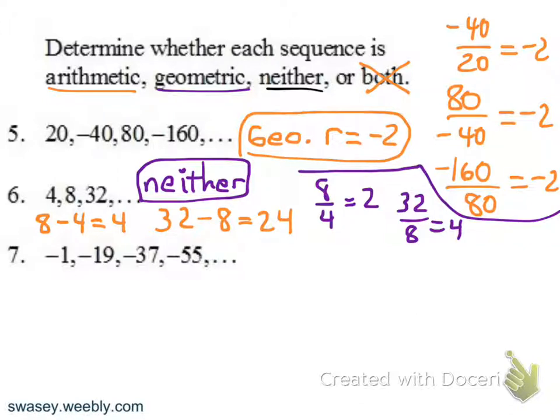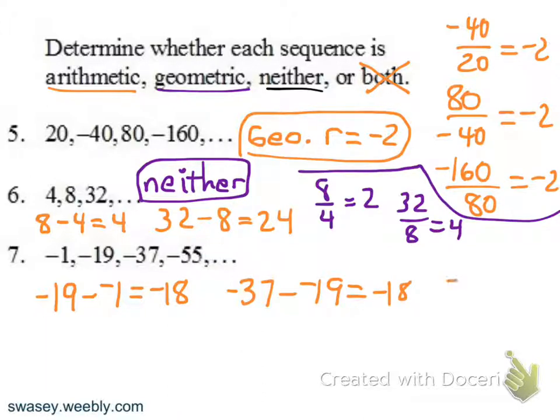And then for number 17, if we do negative 19 minus a negative 1, we get negative 18. Negative 37 minus a negative 19, we get negative 18. And negative 55 minus negative 37, we get negative 18. So each time we're getting a common difference of negative 18, so we'd say arithmetic, d equals negative 18.